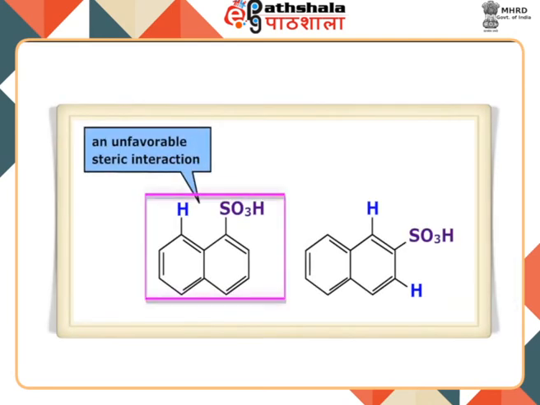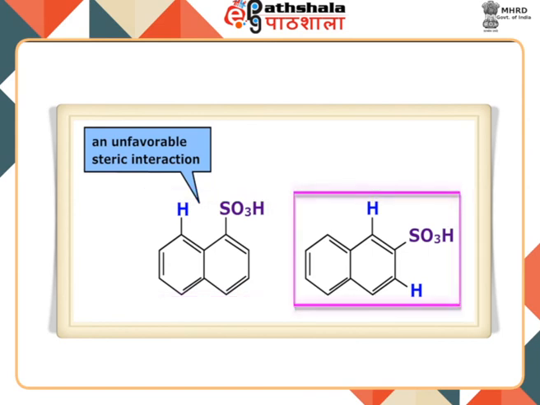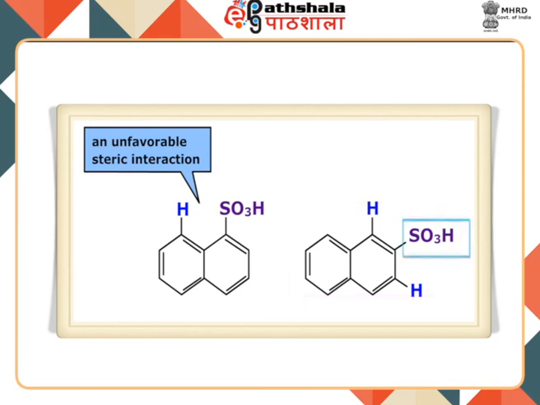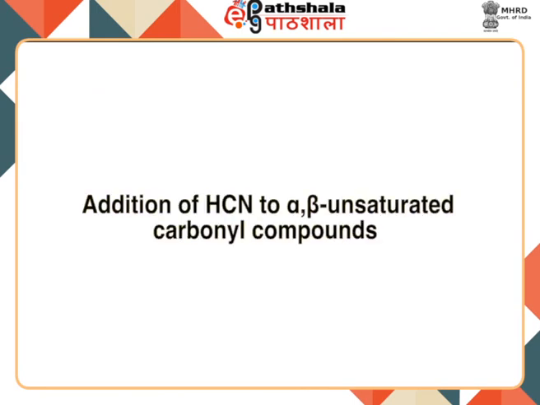formed. The kinetic product is easier to form because the carbocation leading to its formation is more stable. The 2-substituted product is more stable and formed at higher temperature because the bulky sulfonic group at the 2 position is sterically less hindered. Whereas in the kinetic product, the 1-substituted product, the sulfonic group is close to the hydrogen at position 8. Next is the addition of HCN to alpha-beta unsaturated carbonyl compounds, which are also examples involving both thermodynamically and kinetically controlled products.